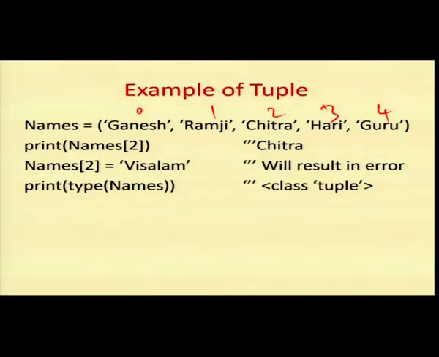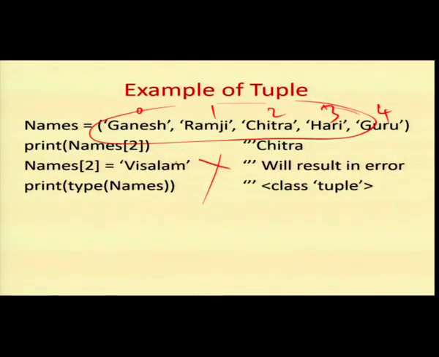Why? Anywhere and everywhere, whether it is a list or tuple or dictionary or set, the starting index value is 0, 1, 2, 3, 4. So, within the second position, only Chitra was there. So, print names of 2, Chitra will get printed. Now, I am trying to replace Chitra with Visalam. Names of 2 equal to Visalam. Now you try to print names of 2. What will happen? You will encounter an error because tuples are immutable. Once created, when you try to replace anything, you will encounter an error.